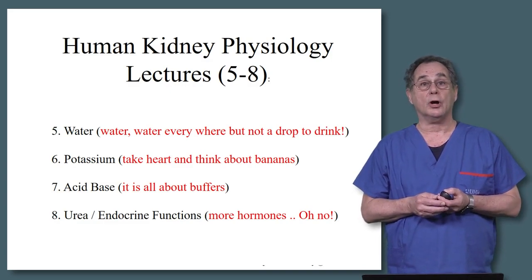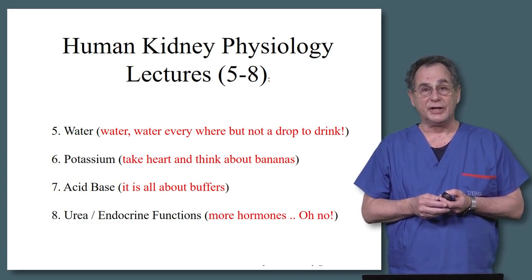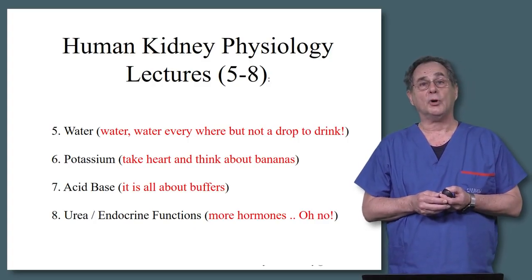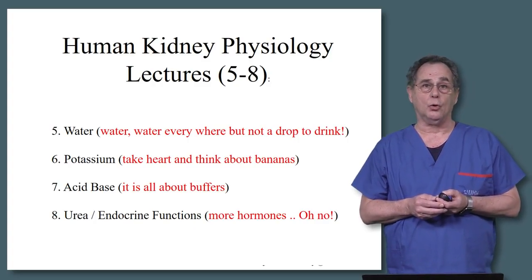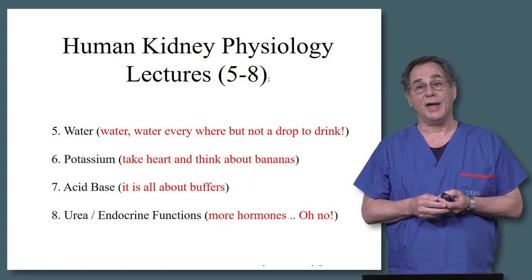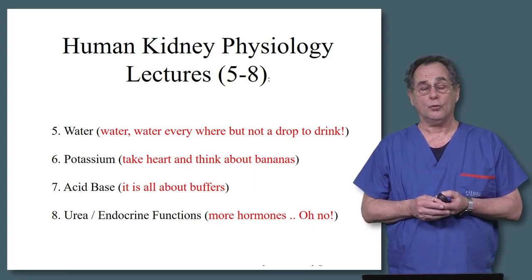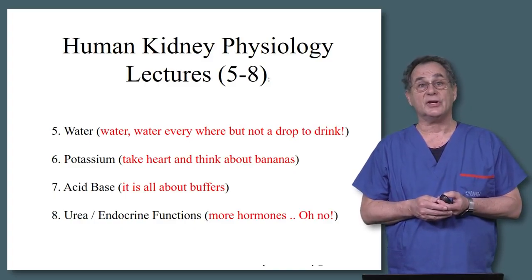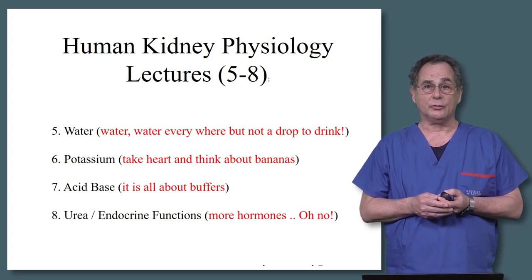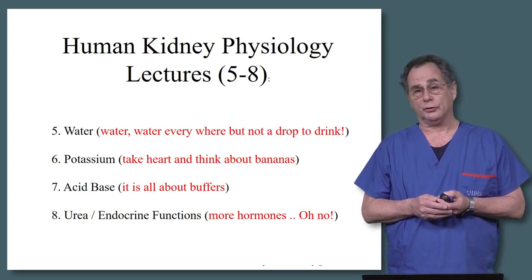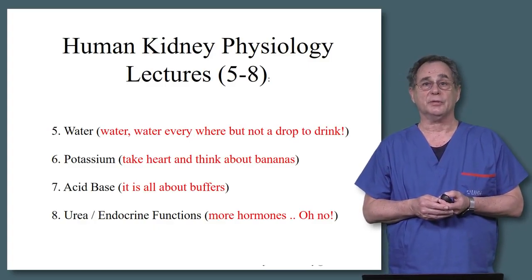We'll then focus on potassium, particularly as it relates to human physiology. And then we'll talk about acid-base balance and the key role that the kidney plays in maintaining normal acid-base balance in the setting of normal intakes of food and the generation of acid through metabolism. And then finally, we'll return to endocrine functions of the kidney with a focus on a metabolite called urea, which is also excreted by the kidney.